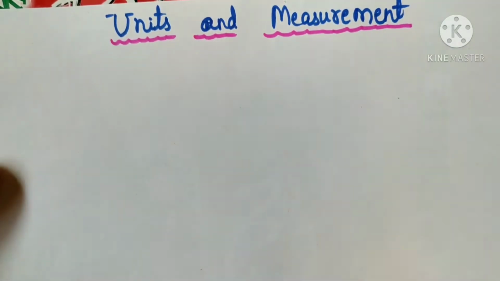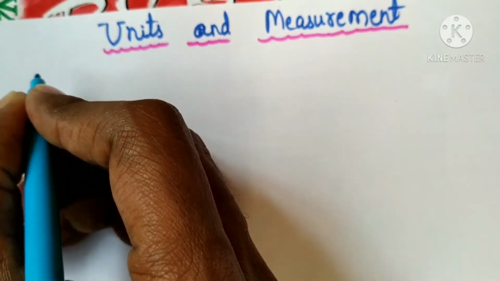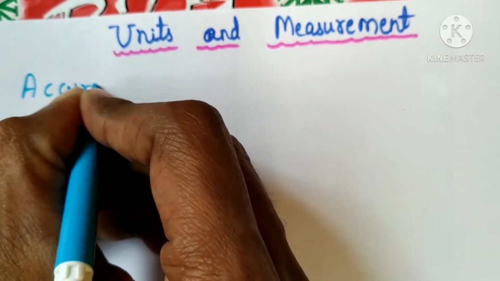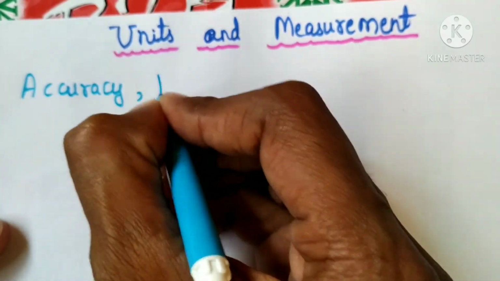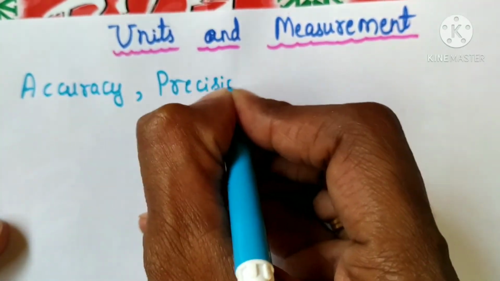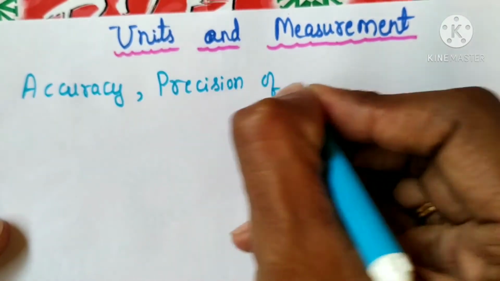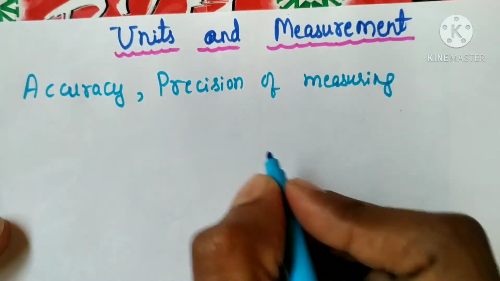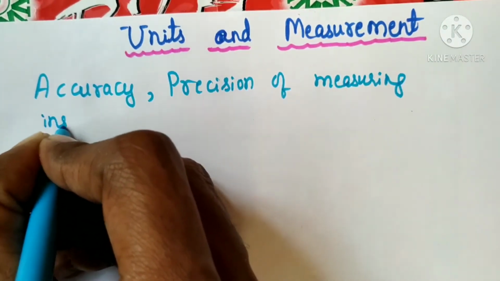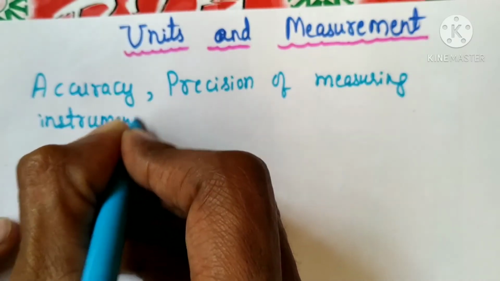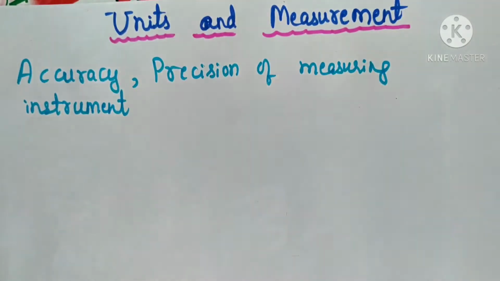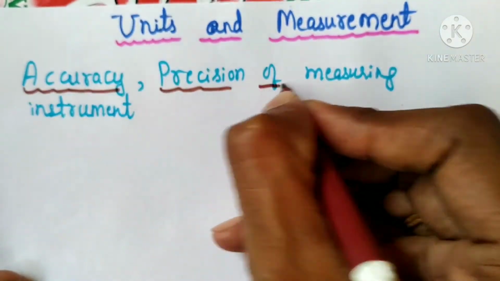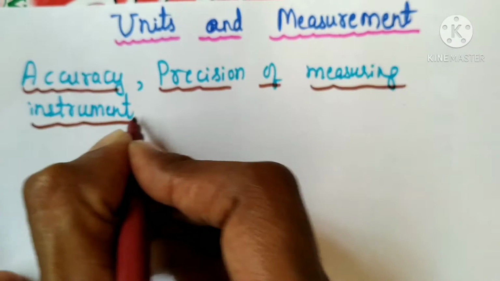The next concept is accuracy and precision of a measuring instrument. Let us try to understand the meaning of accuracy and precision of a measuring instrument.